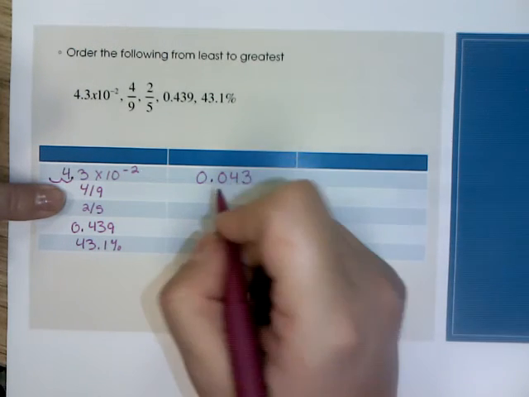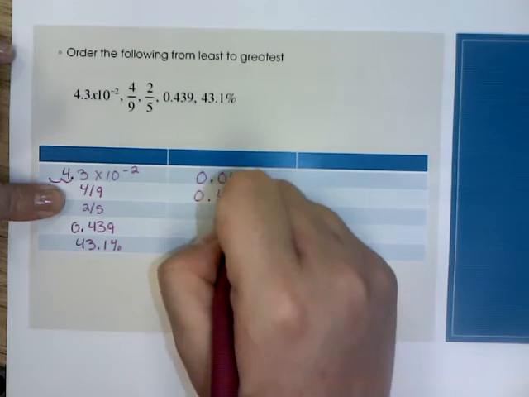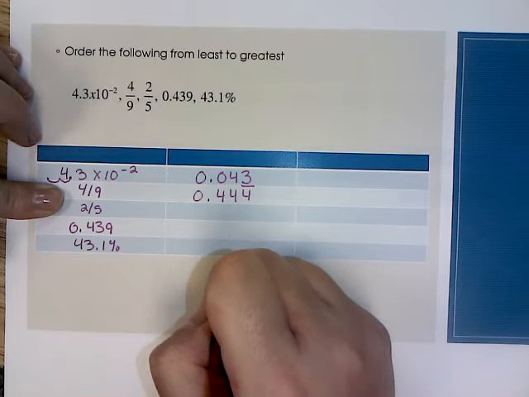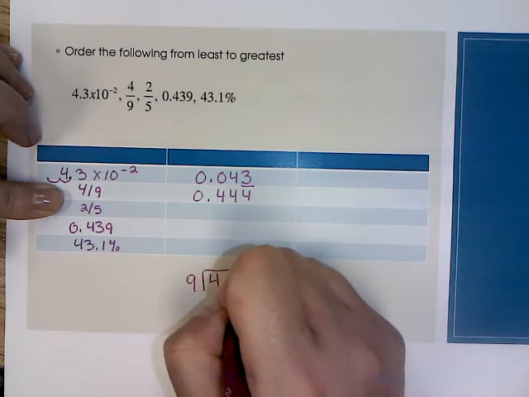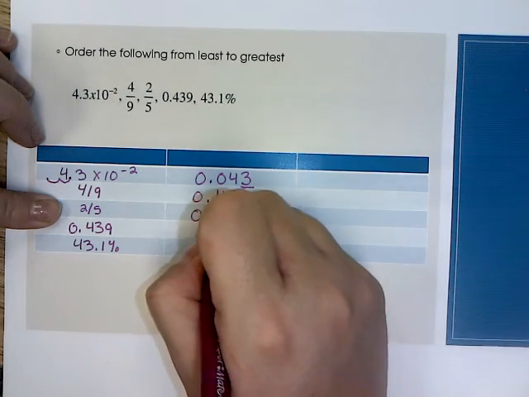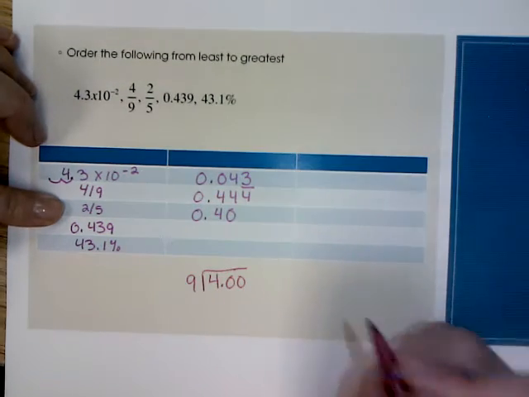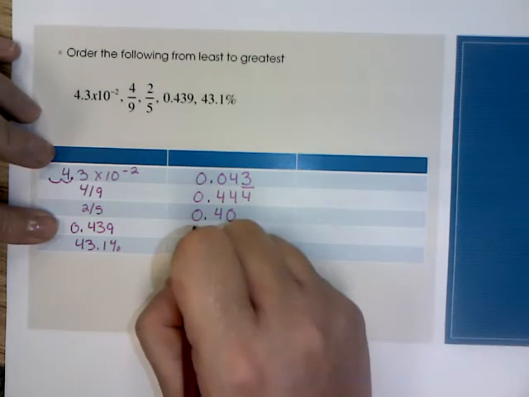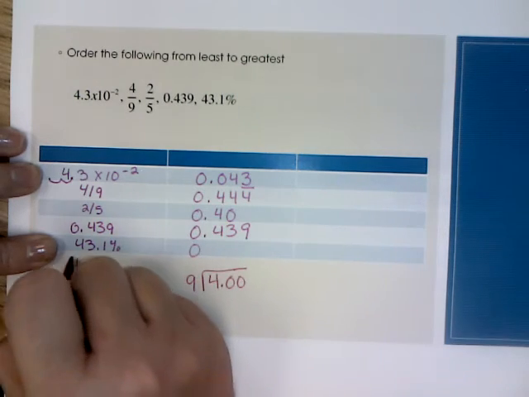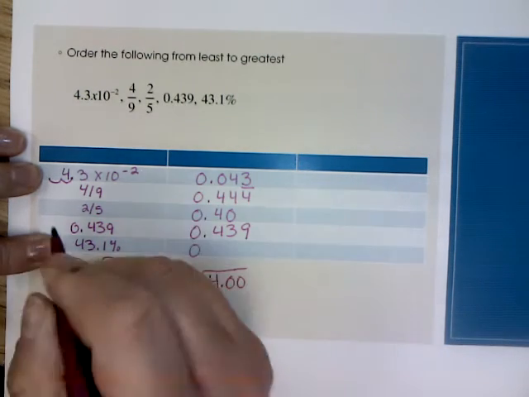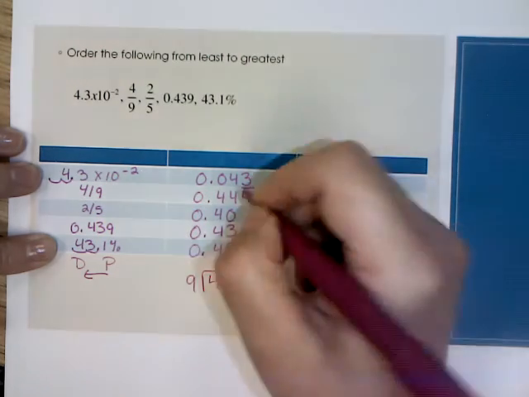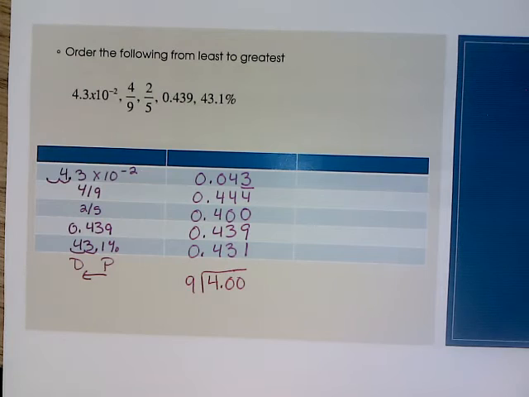4 over 9, or 4/9, gives me 0.444 repeated. And if you're not sure, again, go ahead and do some long division and work it out. 2/5 is going to give me 0.40. This is already a decimal. D to P, I have a percent to a decimal. I'm moving the decimal over twice, 0.431. I'm going to add a 0 in there to make comparing easier.